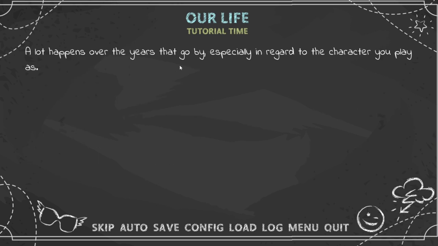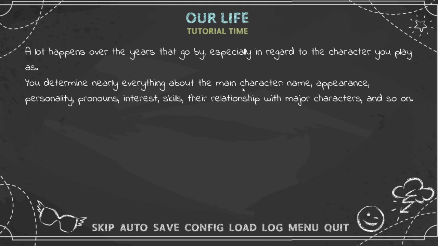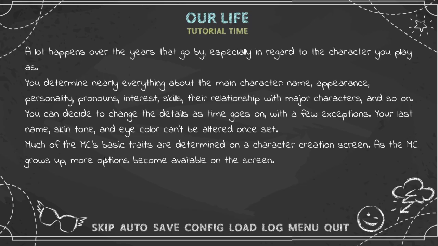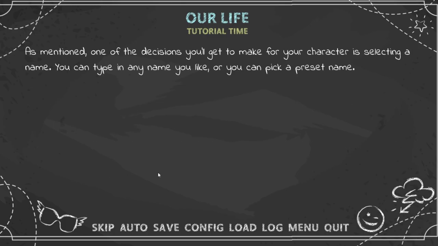A lot happens over the years that go by, especially in regard to the character you play as. You determine nearly everything about the main character: name, appearance, personality, pronouns, interests, skills, the relationship with major characters, and so on. You can decide to change the details as time goes on, with a few exceptions. Your last name, skin tone, and eye color can't be altered once set. Much of the MC's basic traits are determined on a character creation screen.